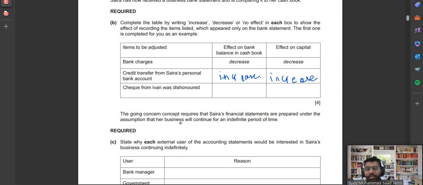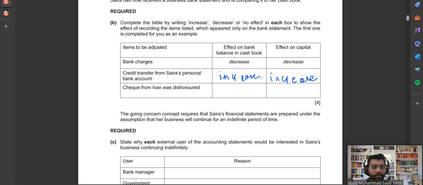Okay, check from Ivan was dishonored. Now if you look at the entries, basically Ivan had paid us money. Okay, now think of it like this. Someone paid you money, they paid you a check. You are happy. You went to your bank, okay, and you paid the check to your bank. Like, I got a big check, please give me money for this. And when they looked into Ivan's bank account, it had no money.